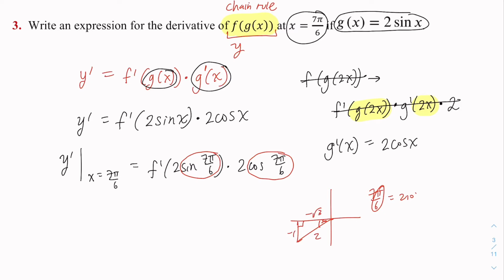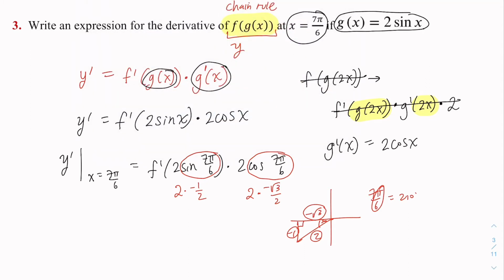And sine is y over r, so y over r gives me negative 1/2, so that's 2 times negative 1/2. And cosine is x over r, so that's going to be negative radical 3 over 2, multiplied by that 2 in front.